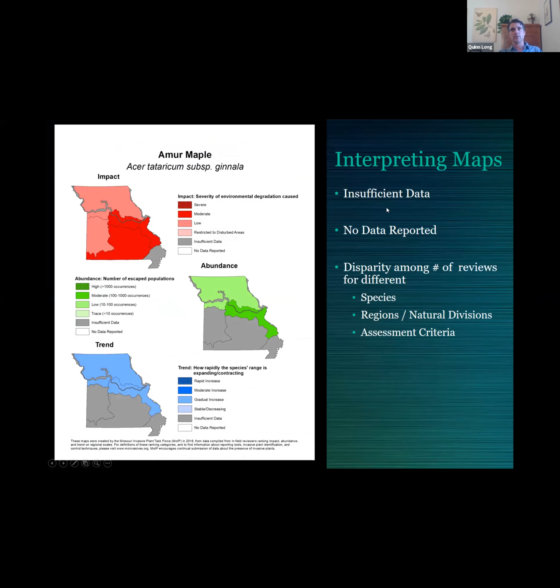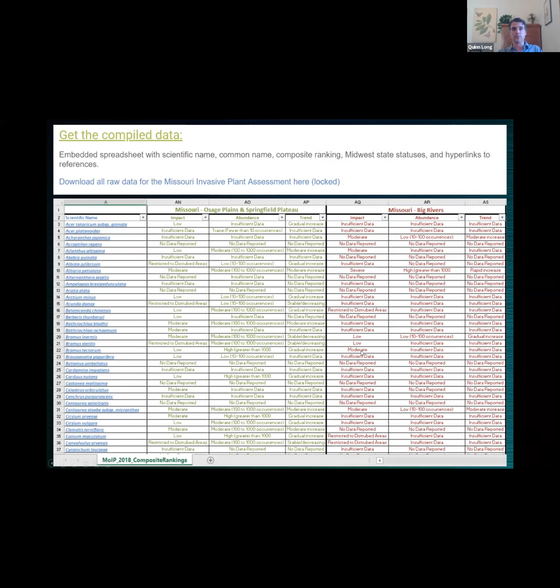So to interpret the data, I already mentioned the issues of insufficient data or no data reported, and that may just be for a specific species and its impact in a given region. We certainly had regional differences. For instance, the boot heel being further from our major population centers, there are fewer expert botanists and biologists who have the firsthand field experience necessary to make a judgment of the behavior of some of these species. And we certainly had fewer reviews in some regions. The Ozarks, we had more than in the boot heel, as you might expect.